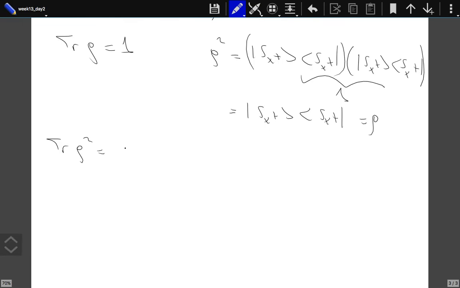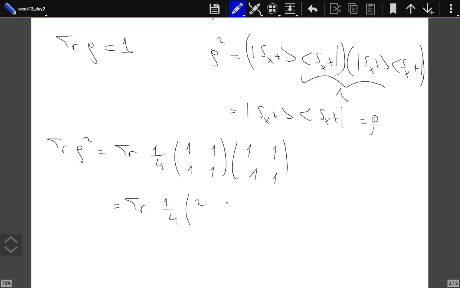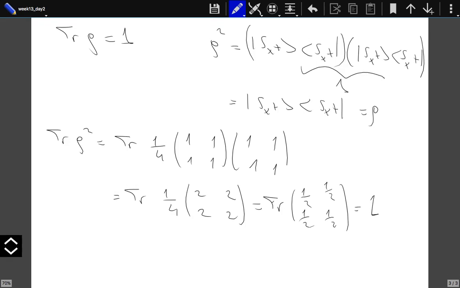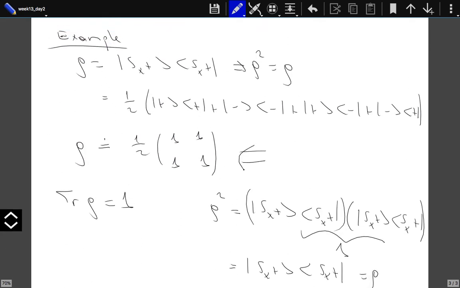But let's look at our matrix. Trace of rho squared is trace of 1 over 4, 1, 1, 1, 1 times 1, 1, 1, 1. This is trace of 1 over 4, 2, 2, 2, 2. This is trace of 1 over 2, 1 over 2, 1 over 2, 1 over 2. Well, this is nothing but our rho. This is 1. So if you just look at this rho to start with, it's not easy to say whether it's a pure state or not.